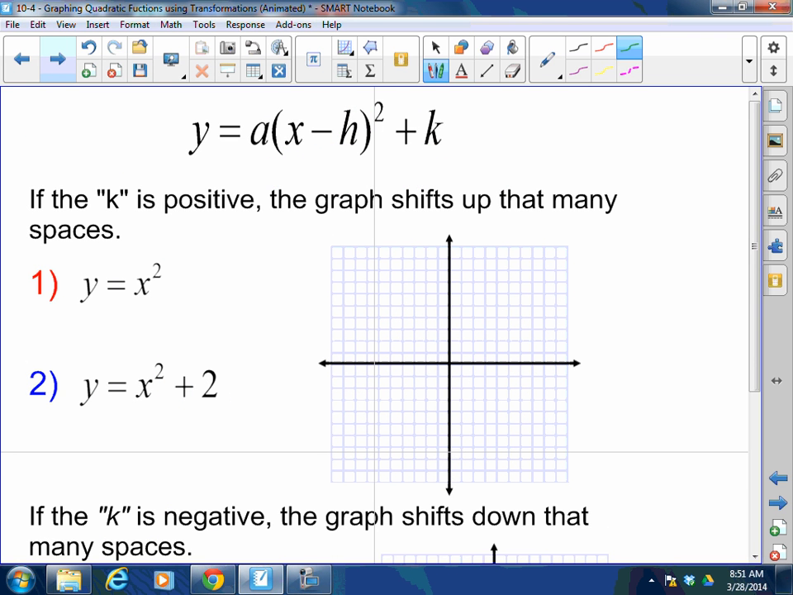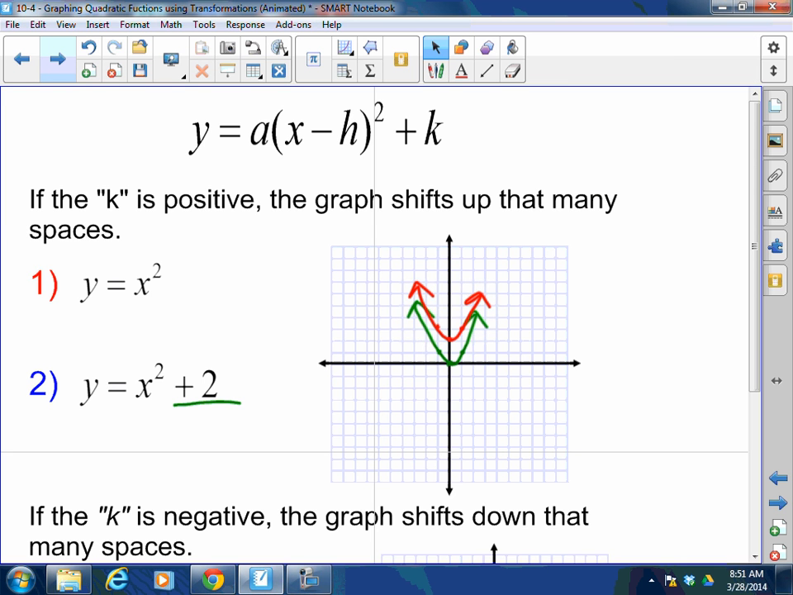The k. Okay, the k either shifts the graph up or down. If the k is positive, the graph is shifted up that many spaces. (0, 0), (1, 1), (negative 1, 1). That is my parent function. I want to shift it up 2. Every single point goes up 2. 1, 2, up 1, 2, up 1, 2. That's my graph.